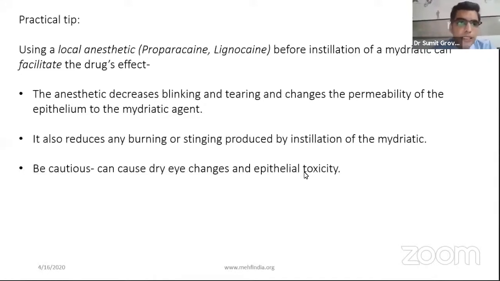It's a small practical tip that before dilatation, we can use a local anesthetic, which is proparacaine. This anesthetic decreases the blinking and tearing and changes the permeability of the epithelium to the mydriatic agent. It also reduces any burning sensation, so the patient will be more cooperative. But be cautious that these drugs can cause dry eye changes and epithelial toxicity, and never ever give these drugs to your patient to put unnecessarily. They are very dangerous.